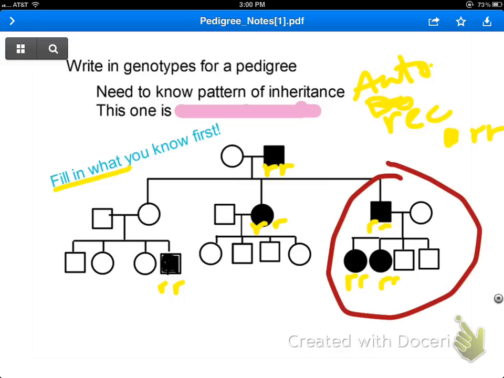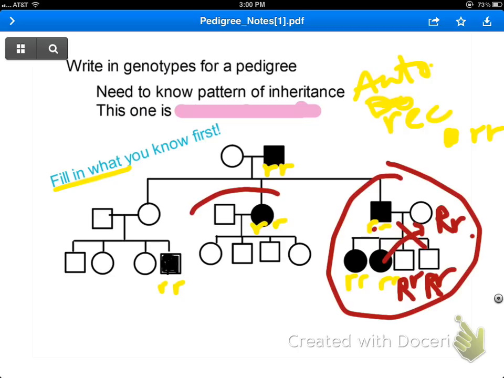So since this dad had 2 more children over here, we know that they each are going to have a lowercase r, because the dad only was able to pass on a lowercase r. So their other letter is going to be a capital R. Now looking back to find the mom, because these children have 2 lowercase r's, they had to get one from mom as well as one from dad. So the genotype there is going to be capital R, lowercase r.